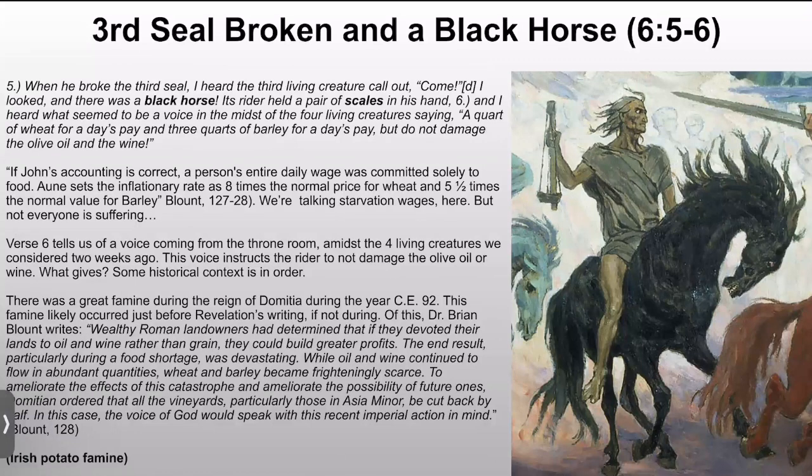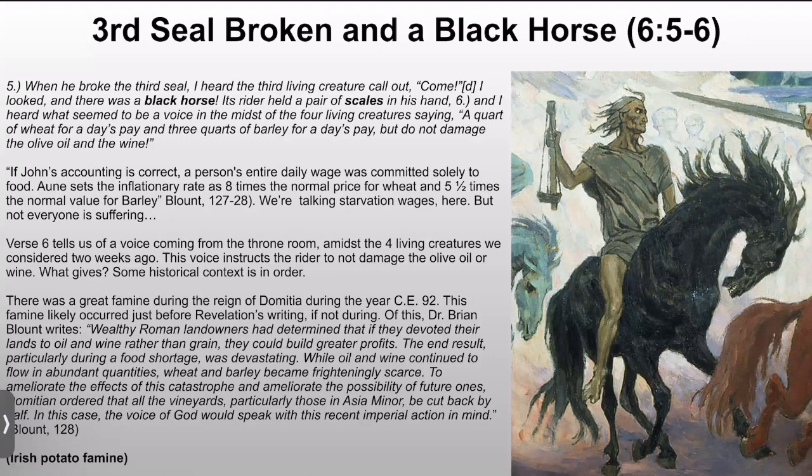Of this, Dr. Blunt writes, if John's accounting is correct, a person's entire daily wage was committed solely to food. Oon sets the inflationary rate as 8 times the normal price for wheat and 5.5 times the normal value for barley. So we're talking starvation wages here, but not everyone is suffering. You remember the letters to the 7 churches in Revelation 2-3, and how some of them were written to Christians who were in communities where they could, in relative comfort, sort of wait through these calamitous times. Not everyone is suffering the results of the famines that this horse represents.